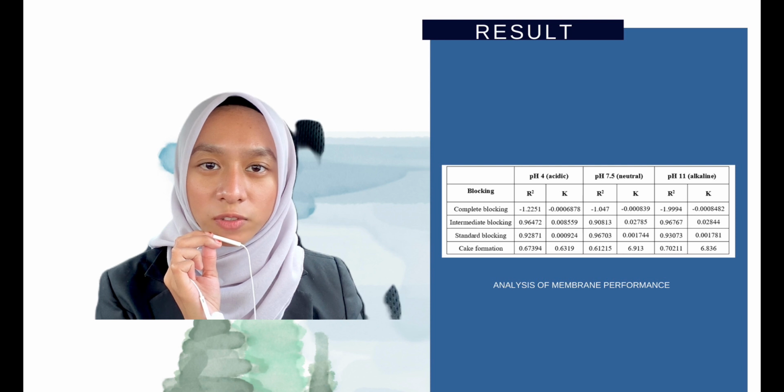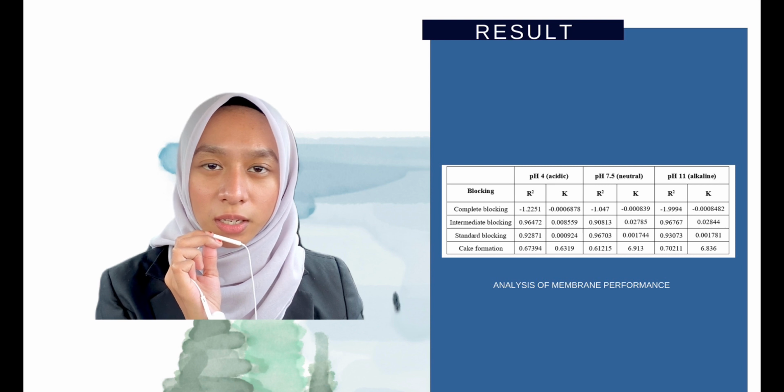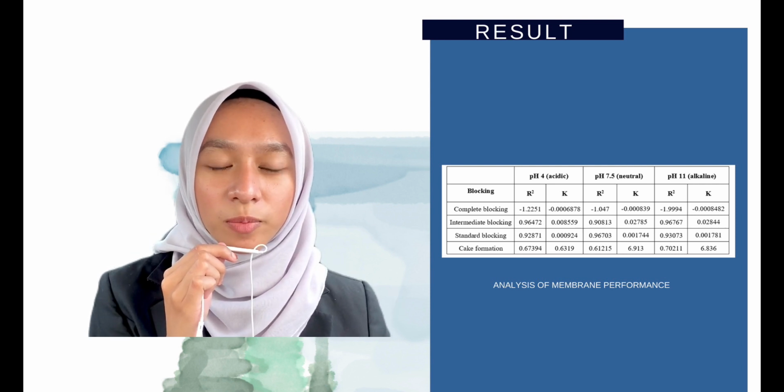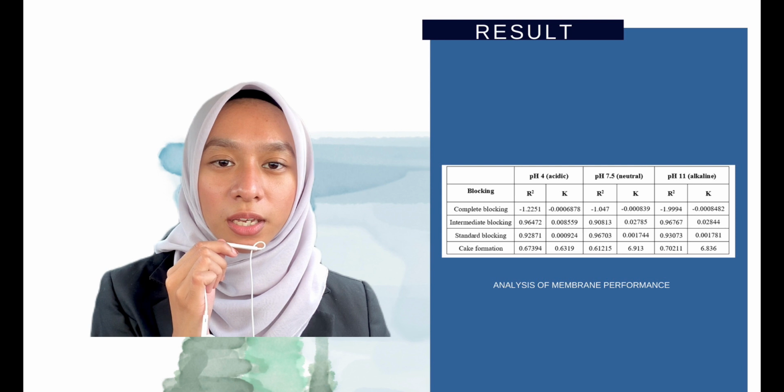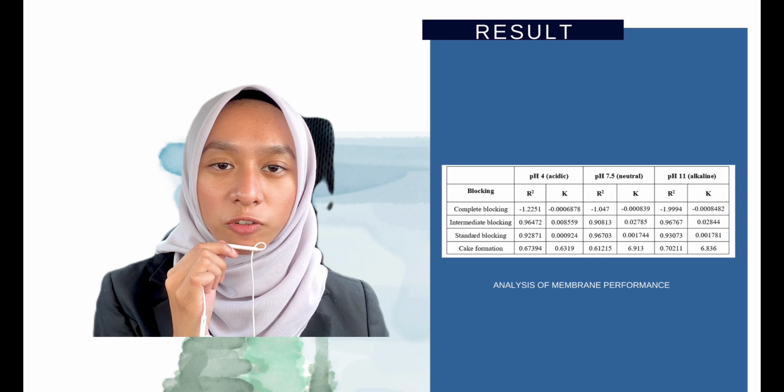It might be that some solute sizes do not allow every solute to precipitate and block the entrance of the membrane pores completely. The most significant blocking for pH 4 is the intermediate blocking mechanism. This is because it has the highest value of R square. It can be assumed that several particles will directly block some of the membrane pores, which affects the K value due to the consistent decline of the permeate flux.